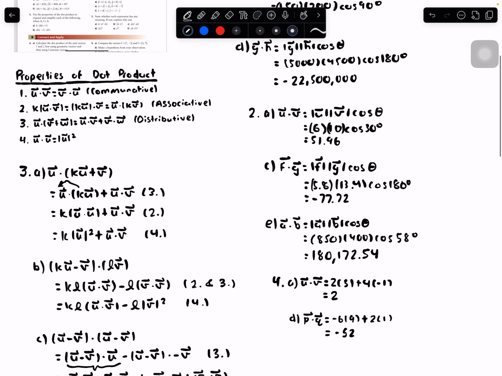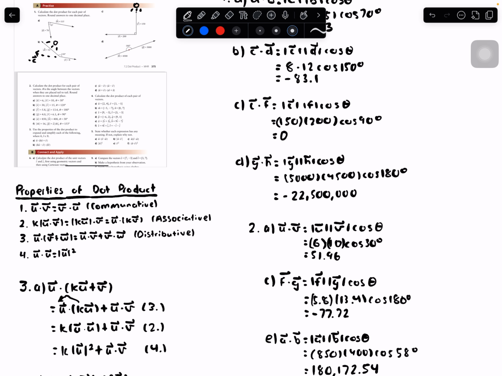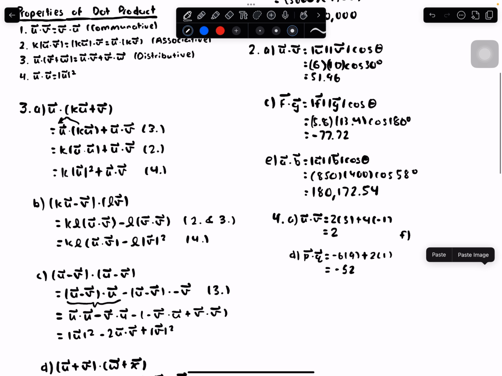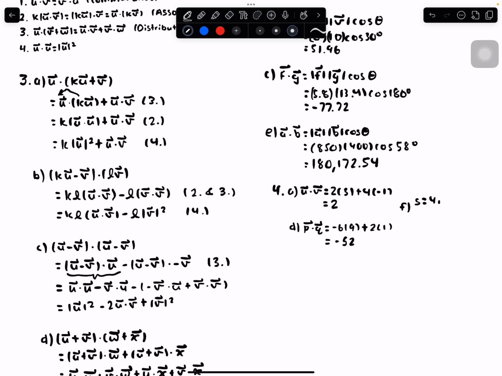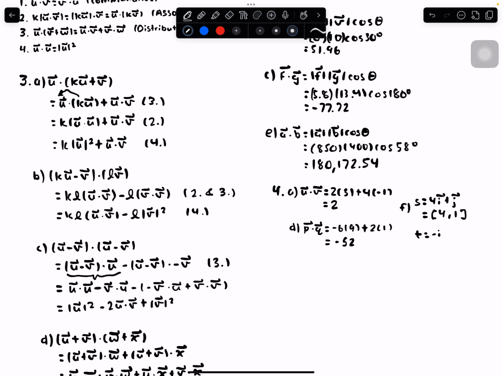All right, and let's do F then. For F, we have the vectors s and t. s is 4i plus j, which in its compact component form would be (4, 1). And then we have the vector t, negative i minus j, which is (negative 1, negative 1). Now we can easily do the dot product between the two, which is 4 times negative 1 plus 1 times negative 1, which is negative 5. Good.